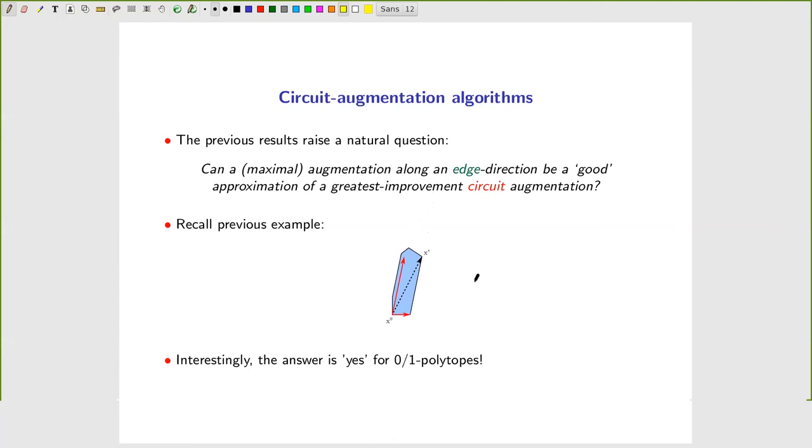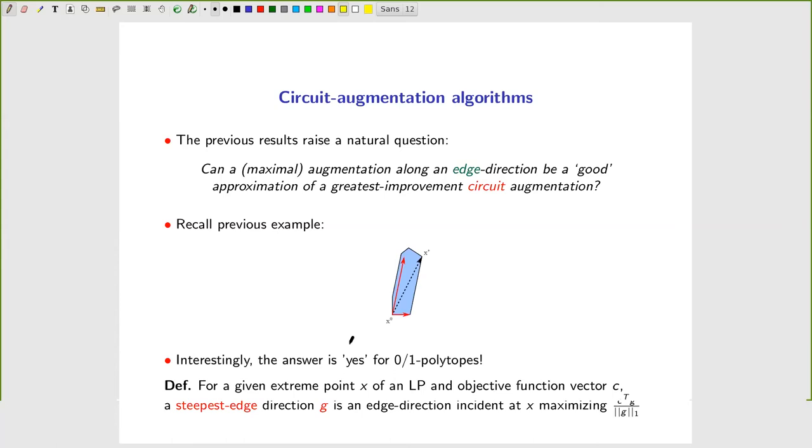So interestingly, the answer to this question over here is going to be yes for 0-1 polytope. And that's what I would like to discuss next. In particular, this is going to be yes if we look at an edge direction that is called the steepest edge direction.